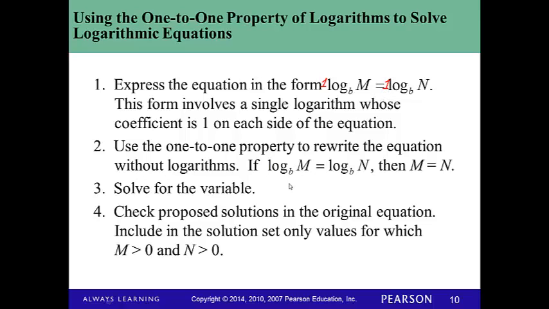And then you want to use the following property. If you have the log base b of m is equal to log base b of n, and they are the same base, then basically these go away, and you're telling us that your arguments are now equal. M equals n. Recall with your exponentials, if you have the same base, your exponents are equal. Well, here we're saying if you have the same base, your arguments are equal. Then you solve for the variable and make sure you check your answers. Not all of them will be true.